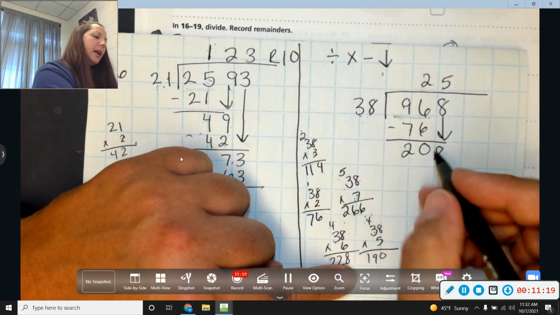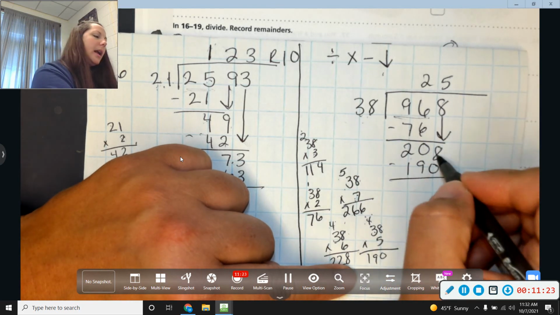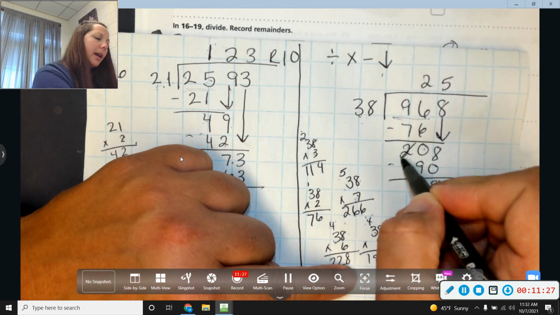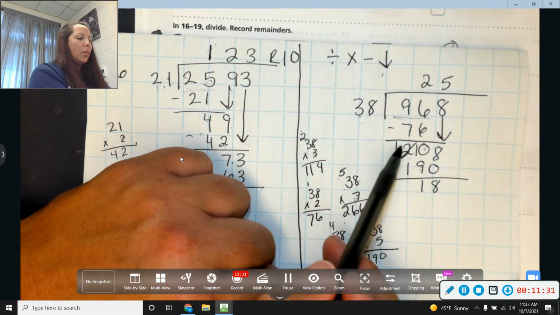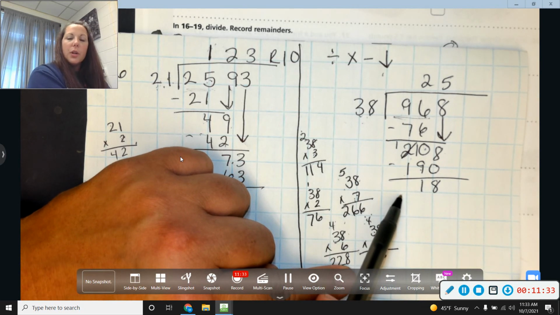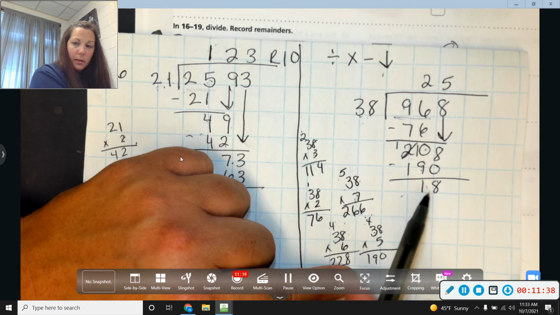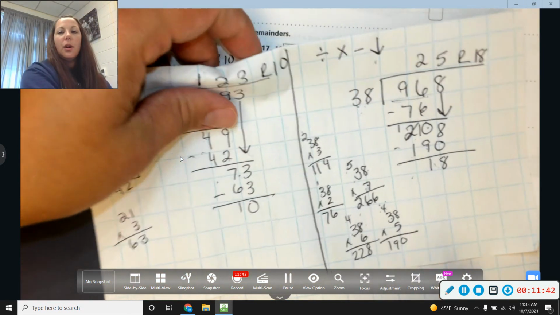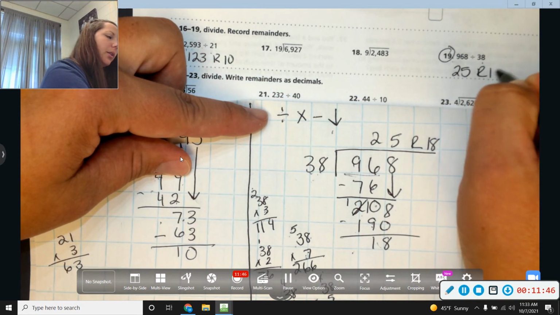5 times 38 is 190. And so I subtract. 8 minus 0 is 8. I can't do 0 minus 9. I have to borrow. 10 minus 9 is 1. And then 1 minus 1 is 0. So 38 cannot go into 18 anymore. I know my remainder is 18. So when you write it down, you're going to have 25, remainder 18.